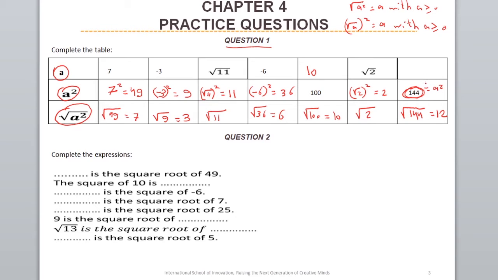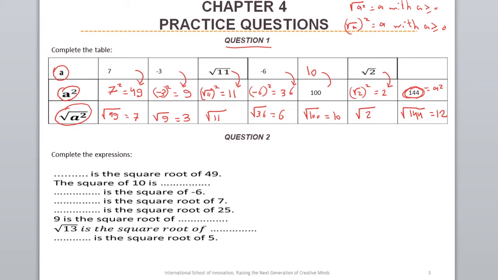Do you see what we are doing? We are doing the opposite. Here I have radical 2, and I make it square to get this. Here I make it square to get this. Here I make it square to get 9. Here I make it square.